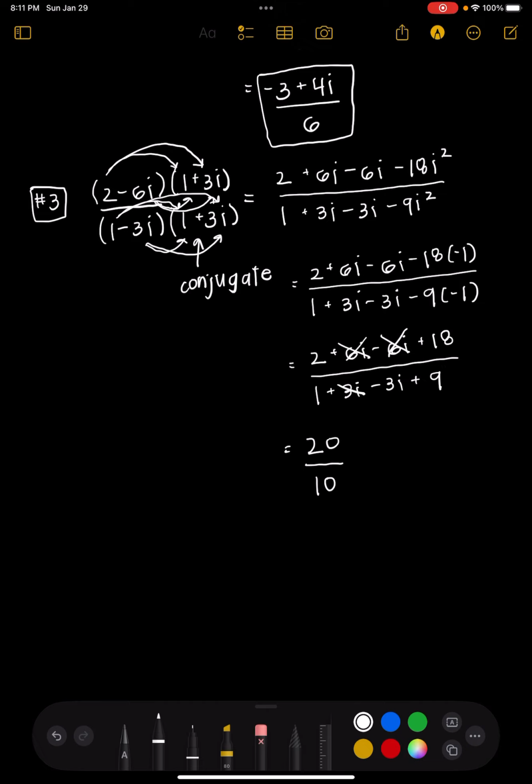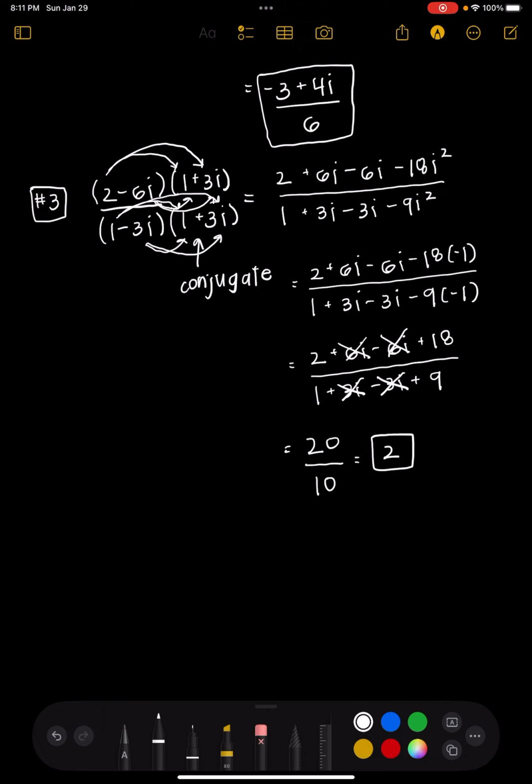Once again, they cancel each other out because 3 minus 3 gives me 0. Now, like we talked about, the imaginary portion cannot be on the bottom, and we don't care about what happens on top. So in this case, there was no imaginary number on top. It just ended up being a really pretty number, 20 over 10, which we could simplify because 20 divided by 10 is 2. My final answer is 2.